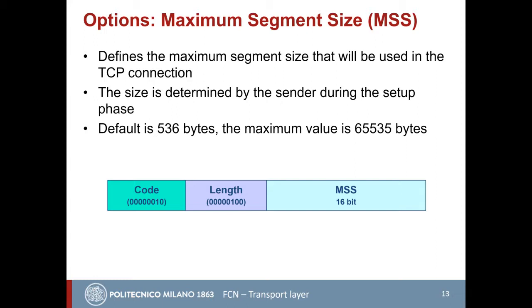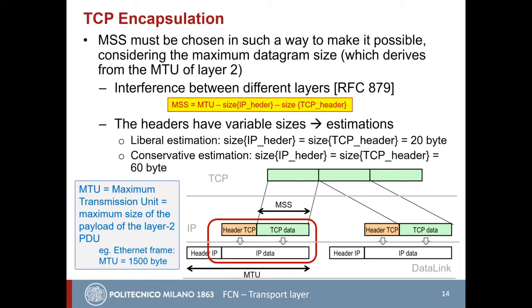If no MSS is specified, then the default is 536 bytes. This MSS refers to the number of bytes that is contained in the payload of the segment. So it's not the size of the segment, it's only the size of the payload, okay? Size of the data field. Why this field is quite important, and why it's also a critical field.